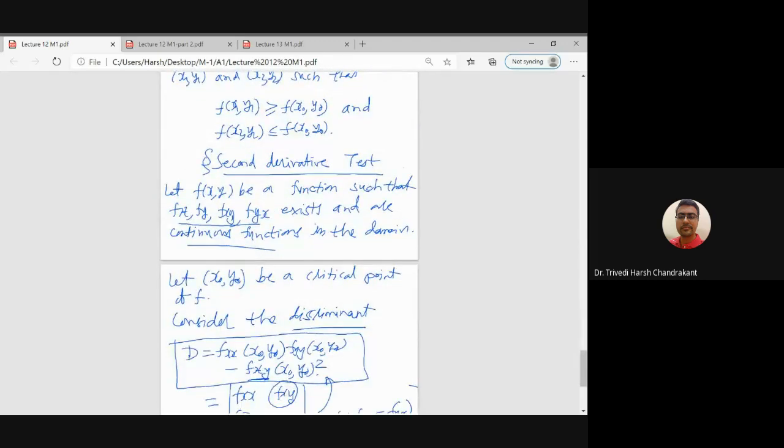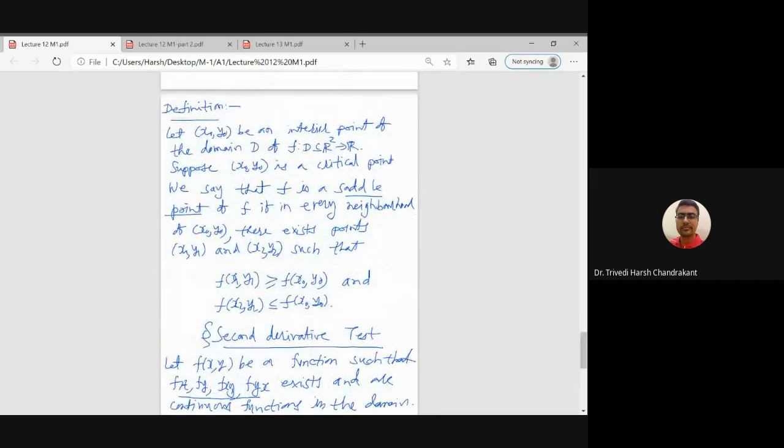And after finding critical points, there is a notion of saddle point. A point x0 y0 is a saddle point for the function f if we have two other points x1 y1 and x2 y2 which are close enough to x0 y0 such that the value of f at x1 y1 is greater than or equal to f of x0 y0, and at the other point the value of the function is smaller than or equal to the value of the function at x0 y0.